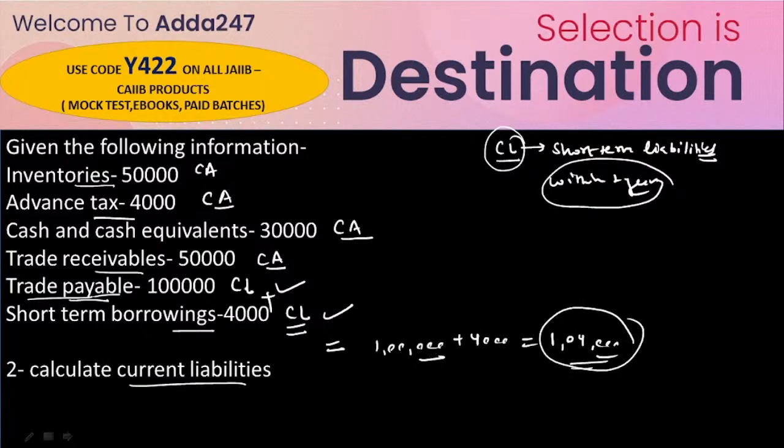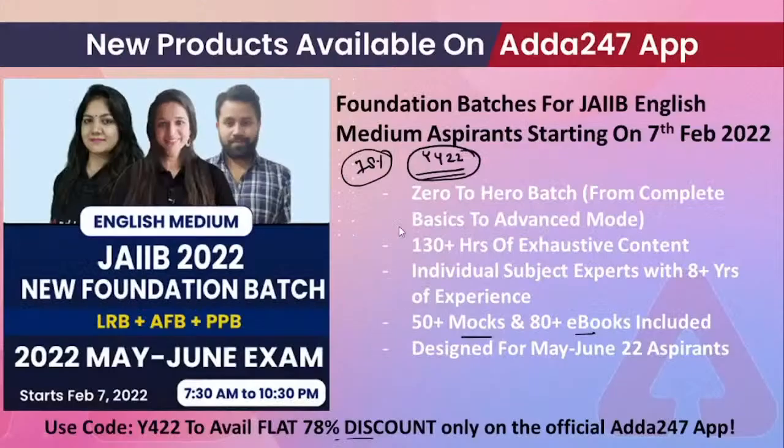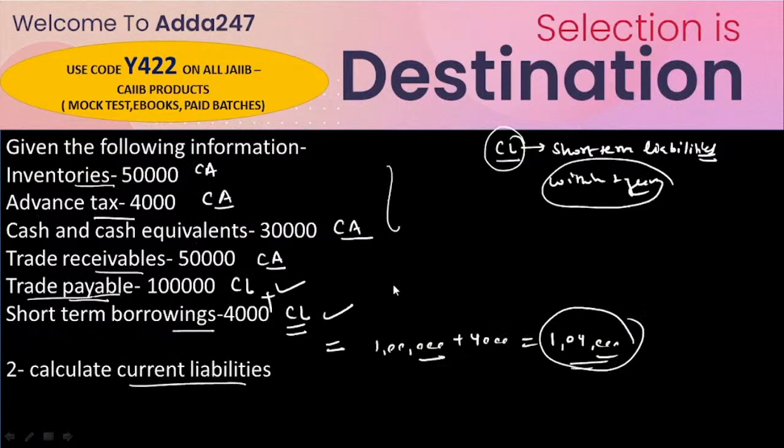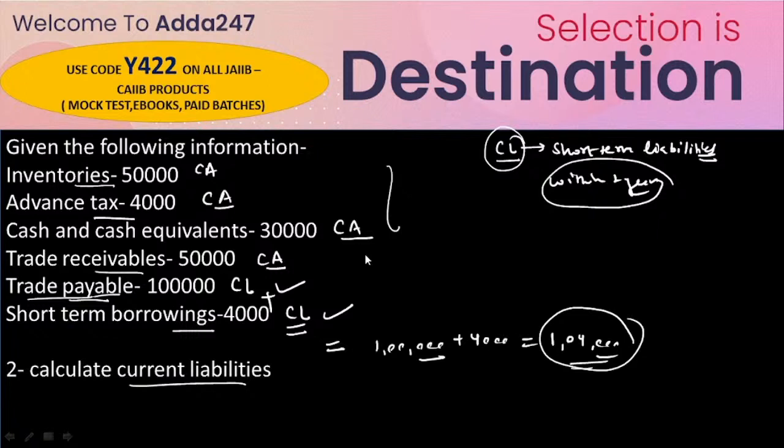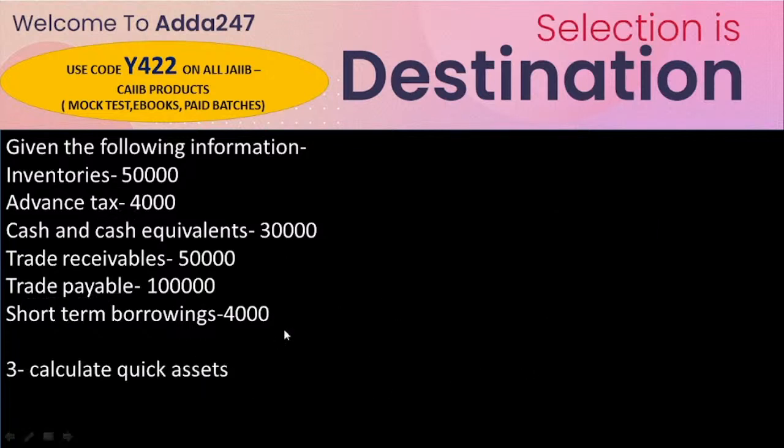These are very common terms, and you will find questions in the same way in the exam. So just understand this: this is how we calculate current liabilities. After that, another question is about quick assets. We have to find out the quick asset. We understand up to here the current asset, non-current asset, and current liabilities.